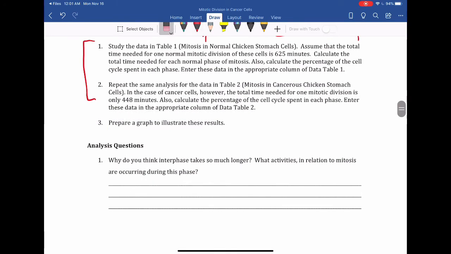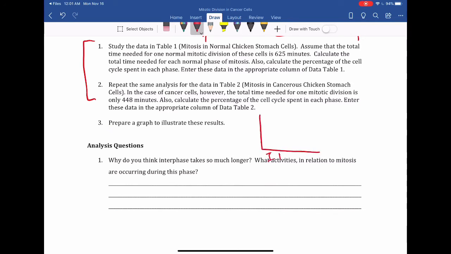Now in step 3, it says prepare a graph to show these results. So what kind of graph do you think that you're going to use? You might naturally think bar graph because Ms. Brown says, or line graph because Ms. Brown says we like to use line graphs in this class, but that is actually going to be wrong here. You may also say pie graph because we're looking at 100%. That's also going to be wrong. It's going to be a bar graph because we are comparing two sets of values.